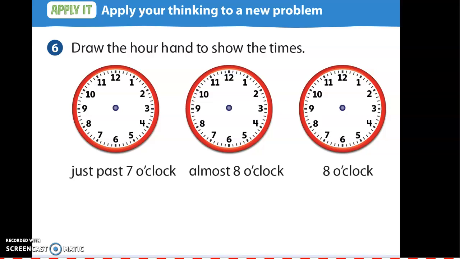Here's another one where you are drawing the hour hands. Draw the hour hand on clock number 1 to show just past 7 o'clock. The hour hand on clock number 2 to show almost 8 o'clock. And then the hour hand on clock number 3 to show 8 o'clock.